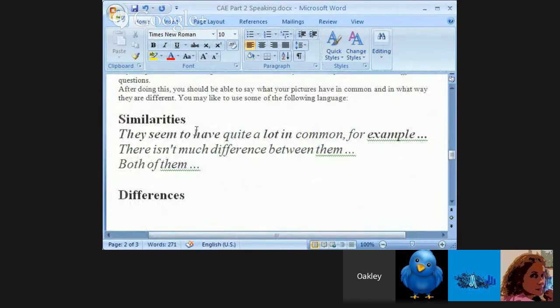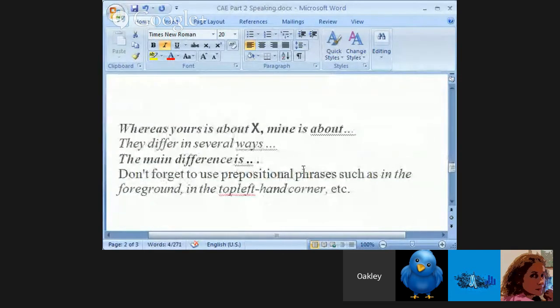Okay. All right. Some ways to talk about similarity: they seem to have quite a lot in common. For example, there isn't much difference between them, or simply both of them. Some other suggestions for differences when you're talking with each other: whereas yours is about something, mine is about something else.